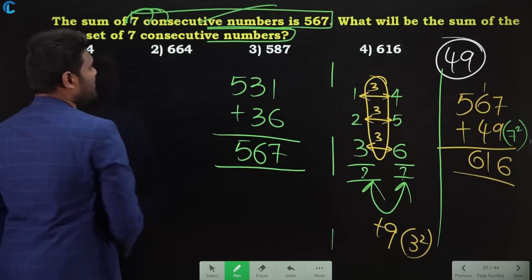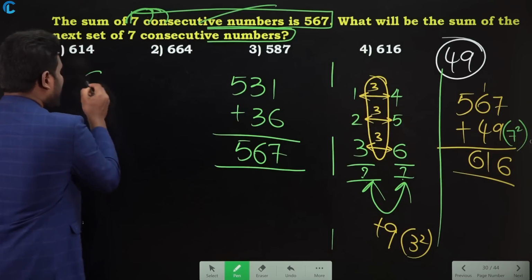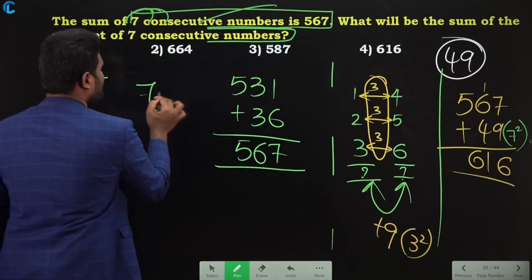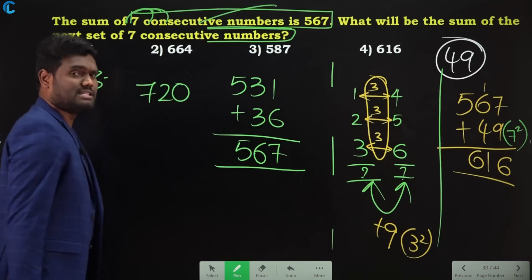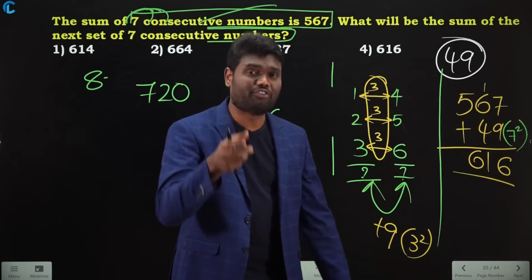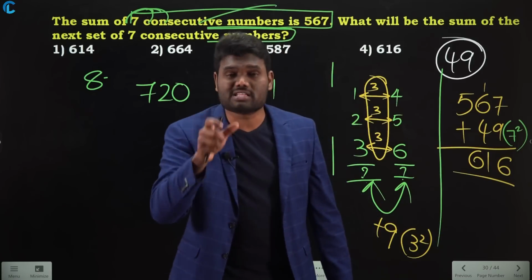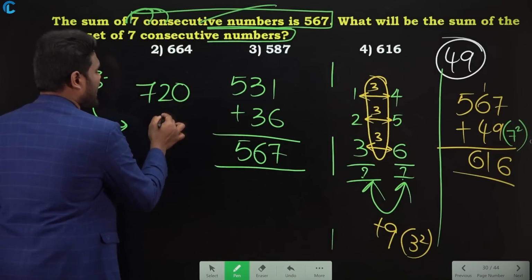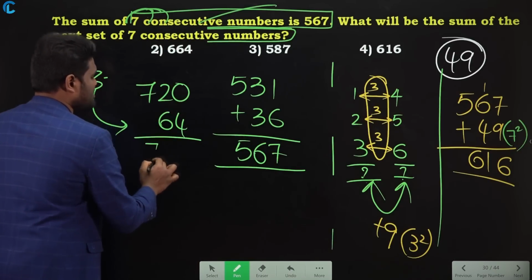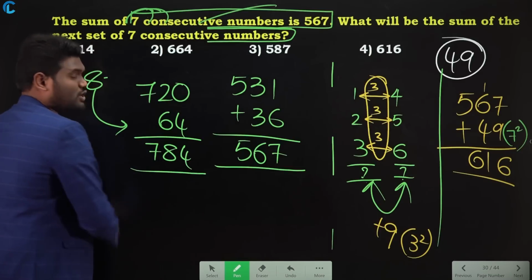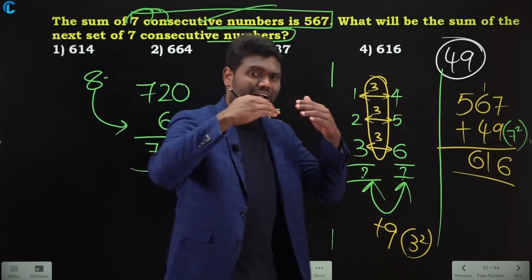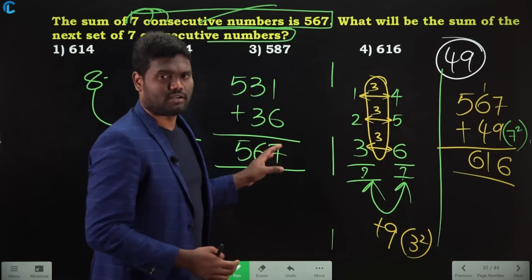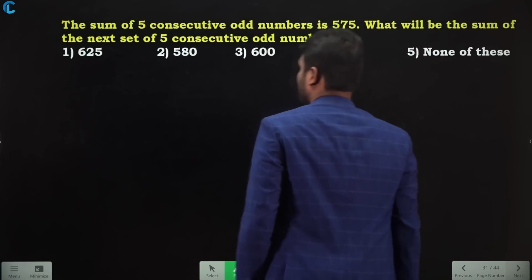Let us take another example. The sum of 8 consecutive numbers is 720. What is the sum of the next 8 consecutive numbers? As it is 8, you need to do 8 square. 8 square is how much? 64. So the answer is nothing but 784. Whenever you have questions in this way, you can directly square it, and you are going to get the answer much faster. Don't do all the calculation. Okay, let us look at the next one.